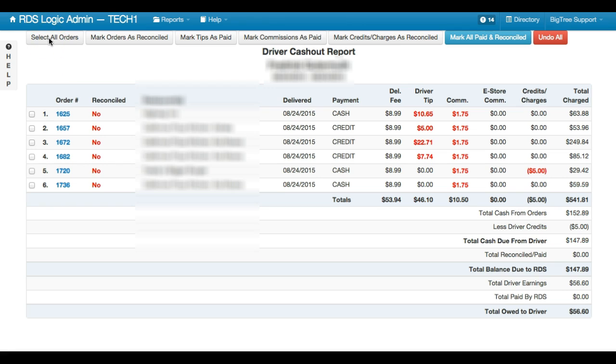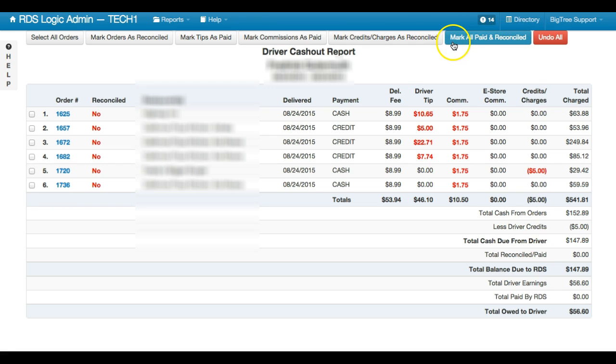As always, you can select all orders, which will then select all orders under that driver. You can then mark all orders as reconciled. So instead of saying paid now, we're calling these reconciled. Then you can separately as well mark tips as paid, mark commission as paid, and mark credits/charges as reconciled.